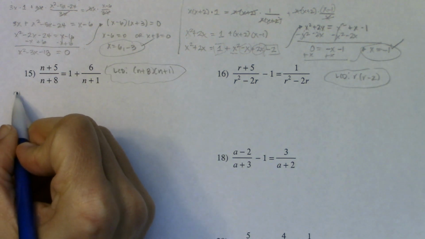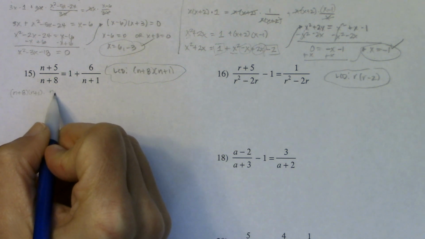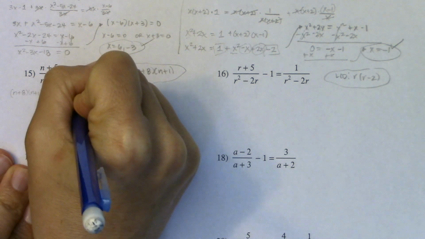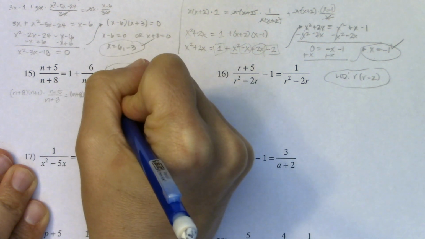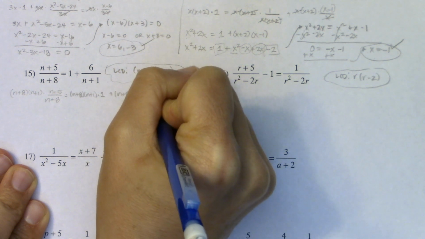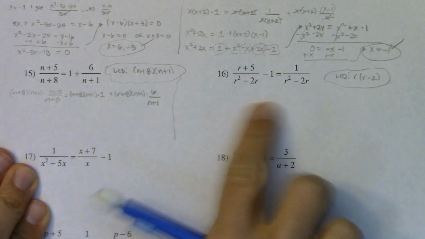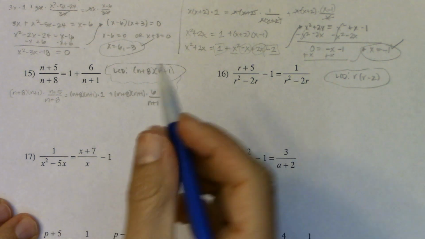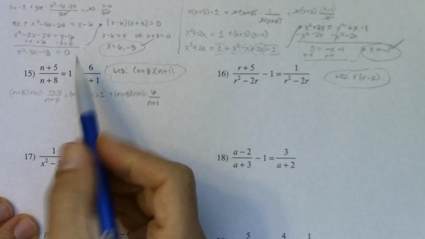So I'm going to have n plus 8, n plus 1, times n plus 5 over n plus 8. That's going to be equal to n plus 8 times n plus 1 times 1, plus n plus 8, n plus 1 times that last fraction of 6 over n plus 1. I'm just going to put a little separation here because I'm definitely going to need all the space I can handle when I get to number 16. I said number 2, I meant number 16. Let me see how much space I need.